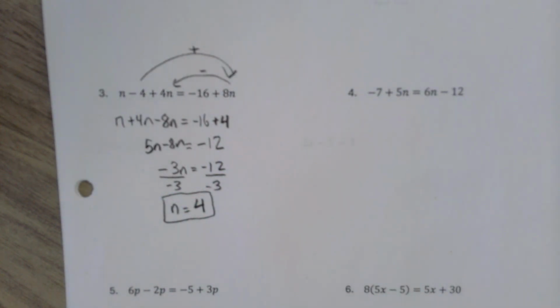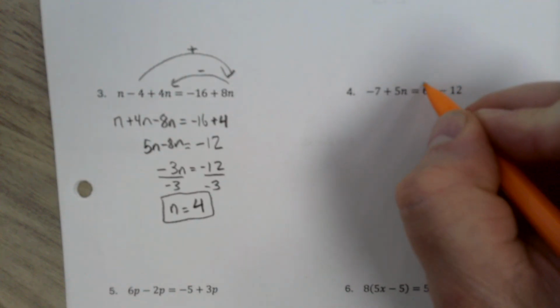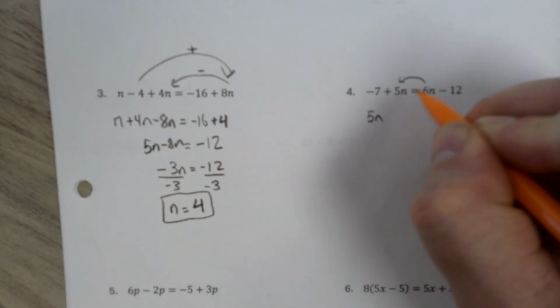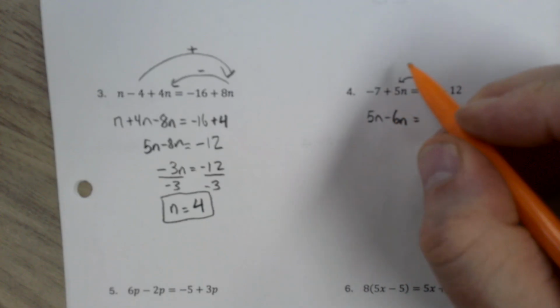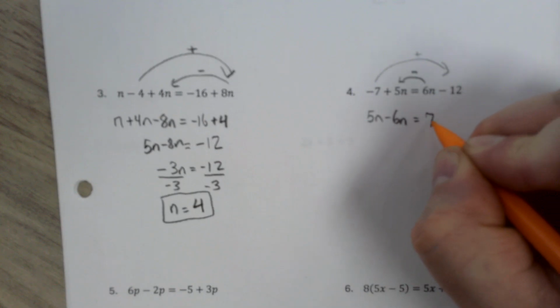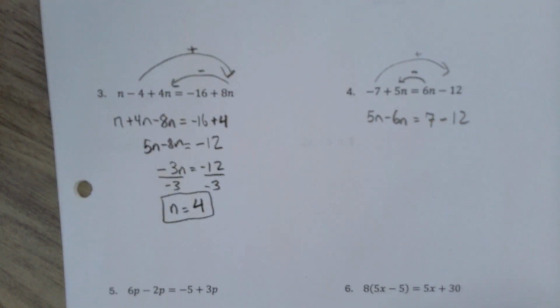And so you wind up with n equals 4 as your answer. So, for this one here, I'm going to move the 6n over to this side with the 5n. When I move it, it becomes negative, so negative 6n. And then the negative 7 is going to flip over here. It's going to change positive, so it's positive 7. And then we haven't moved the 12, so it's still negative 12.